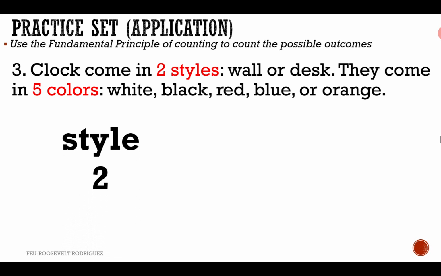So, again, clock comes in 2 styles. Okay? So, pwede siya maging wall or desk. And then they come in 5 colors: white, black, red, blue, or orange. Again, for the style of the clock, we have 2. So, pwede siyang wall or desk.